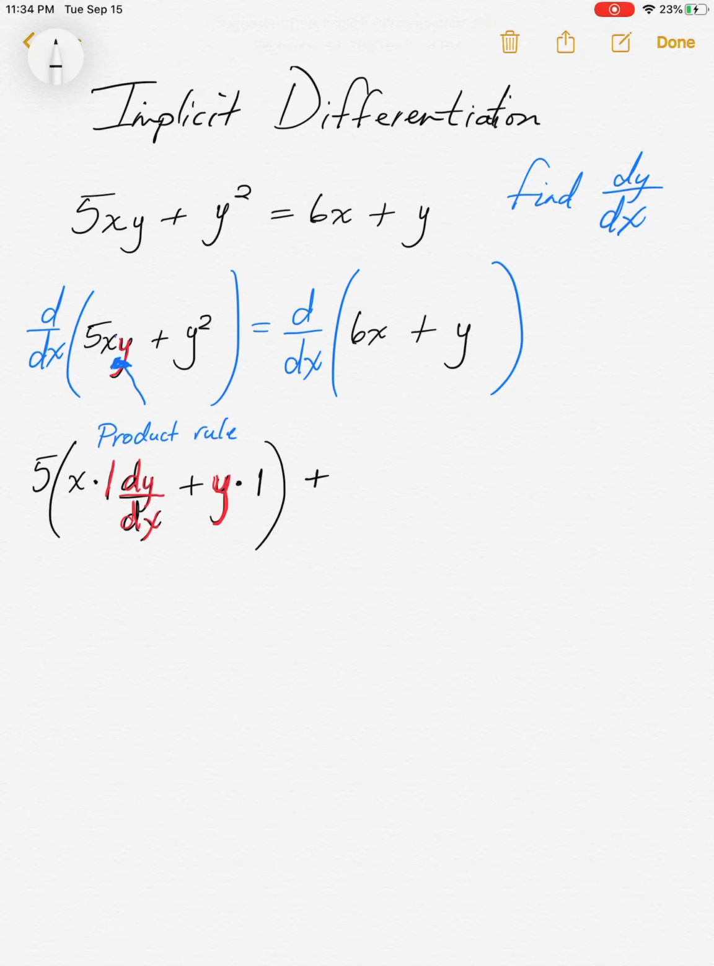And then we move on to the next term, which is y squared. Take the derivative of y squared: 2y. There is no x, so we follow with dy dx. Now we move on to the other side of the equal sign. We take the derivative of 6x. That's 6 times the derivative of x, which is 1, plus the derivative of y, which is 1 dy dx.